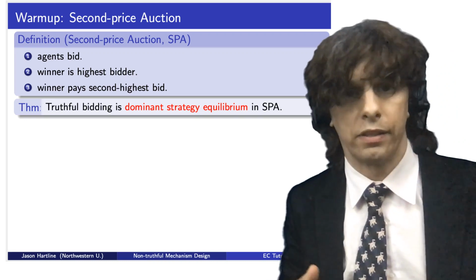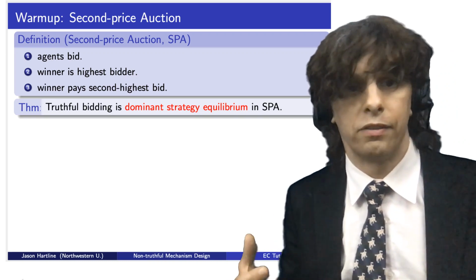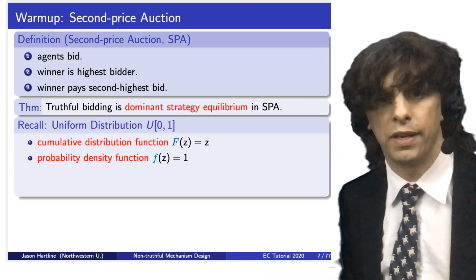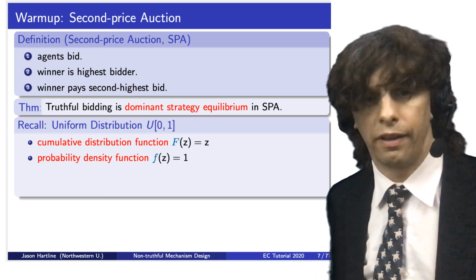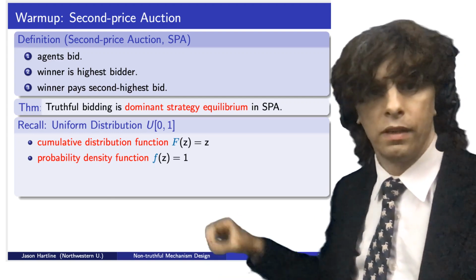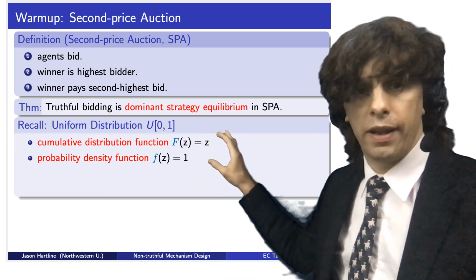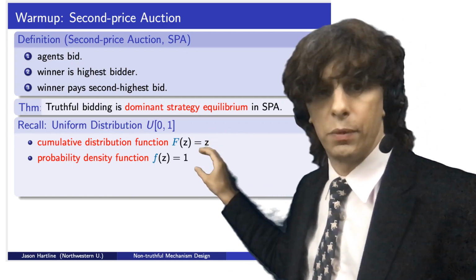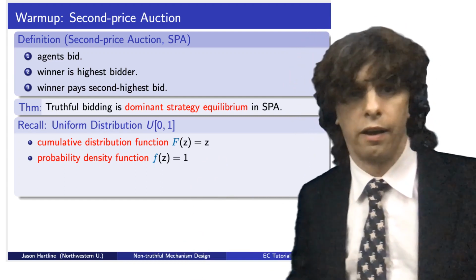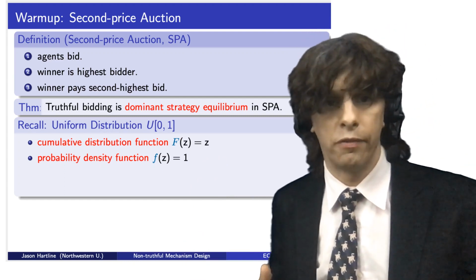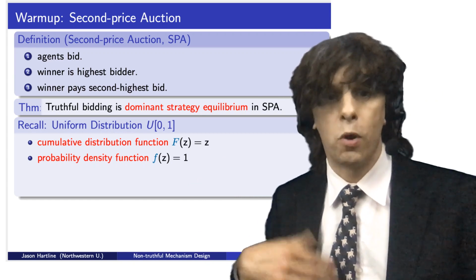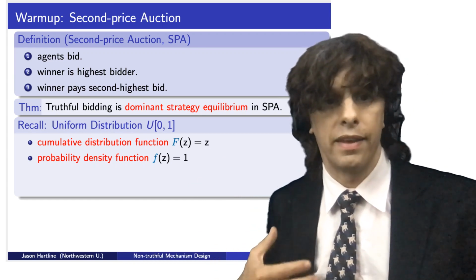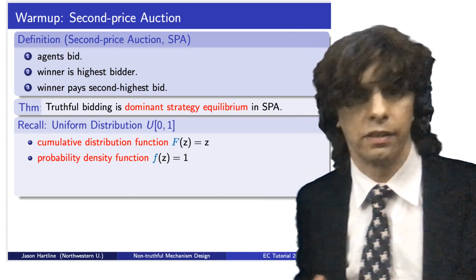So we're going to be analyzing auctions under distributions. And so let's do a quick review of the uniform distribution, which we'll use as an example. Okay, so the uniform distribution on [0, 1] has cumulative distribution function F(z) = z, and density function f(z) = 1. A very convenient property of uniform distributions is when you draw multiple values from the uniform distribution independently, they evenly divide the interval in expectation.